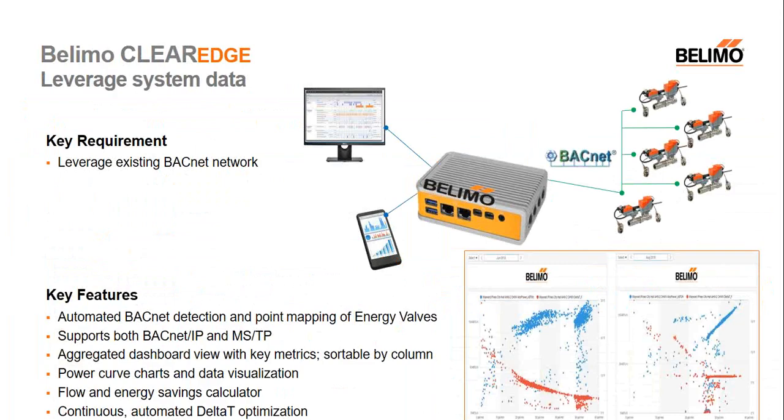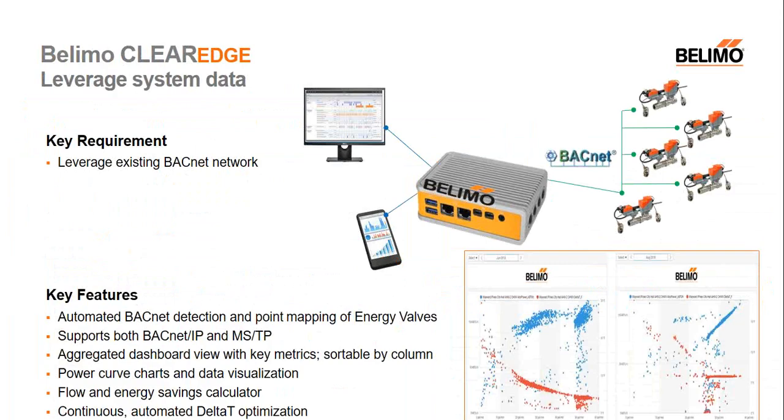Let's talk about some of the key features. So it has an automated BACnet detection and point mapping of the energy valves. With a push of a button, all the energy valves are found on the BACnet network and pulled directly into the CLEAREDGE system. Some buildings have over 20,000, 30,000 devices. So this actually filters through each of those devices and pulls out only the energy valves and loads them directly into the CLEAREDGE. It works on both BACnet IP and BACnet MSTP.